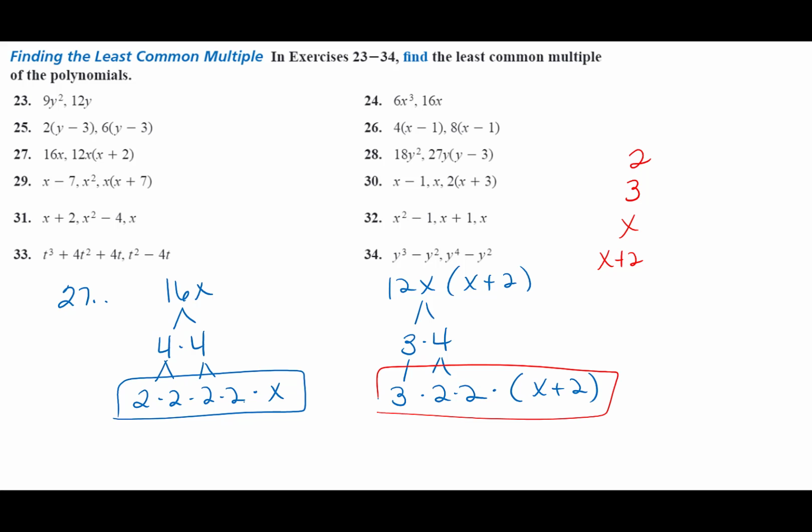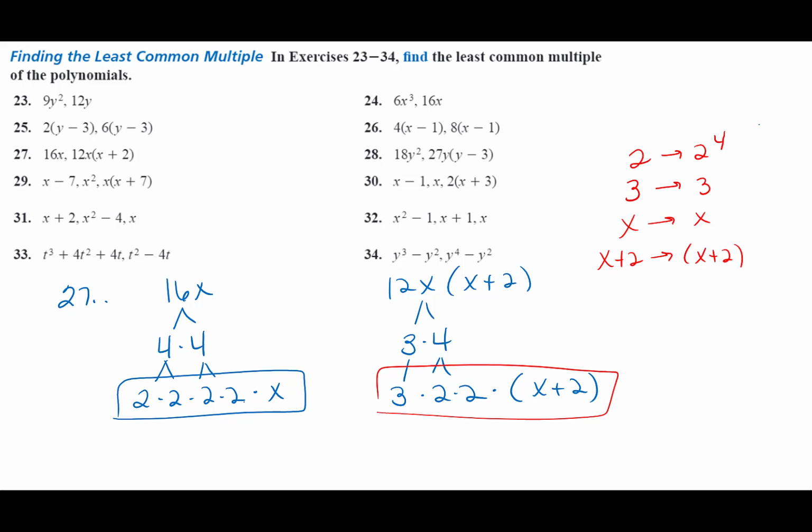Now going back to these prime factors, the most times the factor of 2 shows up is in the first list of factors from 16x, and it shows up 4 times. So I'm just going to write 2 to the 4th. Okay, next, the factor of 3 at most shows up 1 time in a single prime factorization, so we'll write 3. The most x shows up. Now this is a single x. This is not the x that belongs with x plus 2. That shows up 1 time, and then the binomial x plus 2 shows up 1 time.